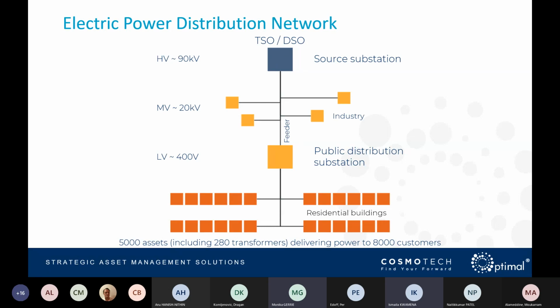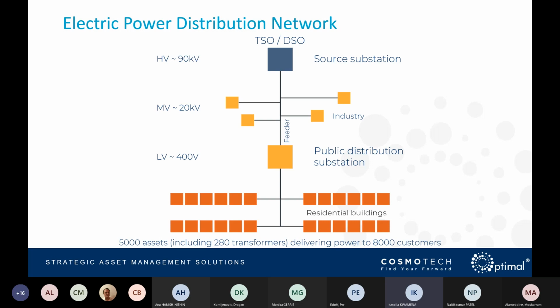Okay, so for this demo, I am assuming the role of an asset manager in charge of an electric power distribution network. This network is made up of 5,000 assets, which includes 280 transformers, and it supplies electricity to 8,000 customers. After a recent corporate review, I'm being asked to explore ways by which the TOTEX, which is the overall expenses, could be reduced to save capital to support a network extension.